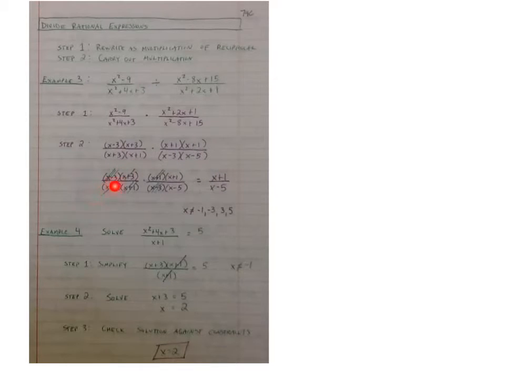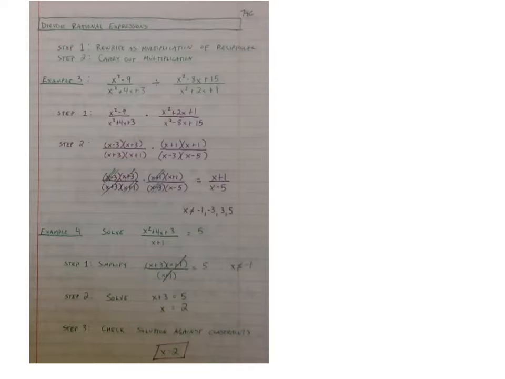So x plus 3 cancels with x plus 3. The x plus 1 here cancels with that x plus 1. X minus 3 cancels with the x minus 3. And we're left with x plus 1 over x minus 5. And finally, we identify where the constraints exist. X can't be 3, x can't be 5, x can't be negative 1, x can't be negative 3.